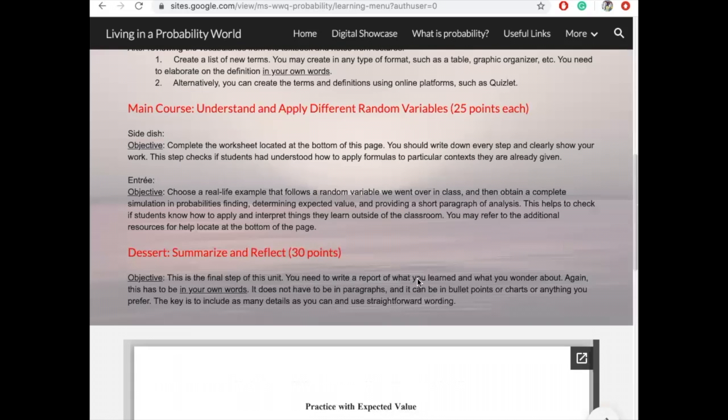And lastly is the dessert. Dessert is just simply a reflection. You need to write down what you learned in this chapter as well as what you still wonder about. Again, everything has to be in your own words. It doesn't have to be in paragraphs. It could be in bullet points, charts, tables, or anything that you prefer. The key is to include as many details as you can and use straightforward wording. In mathematics, you should keep your wording simple, straightforward, and stupid instead of using fancy words, because the purpose of mathematics writing is to make the audience easy to understand everything.